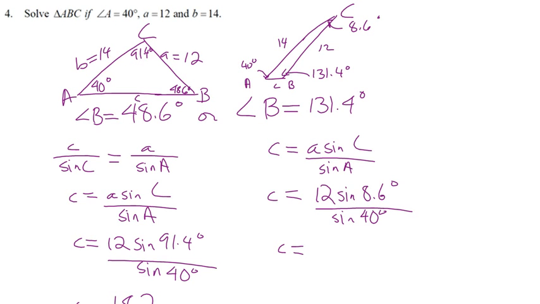So what do we get? 12 sine 8.6 divided by sine 40. 2.79, so call it 2.8.